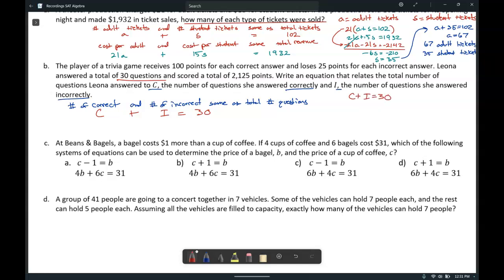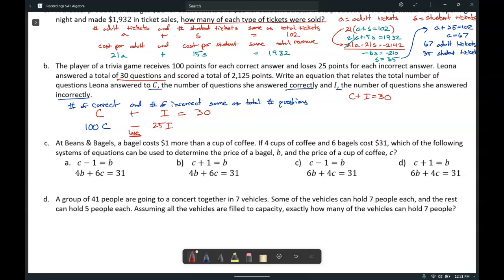Second equation is we know that you get 100 points for every correct question, but you lose 25 points for every incorrect question. So 100 points for every correct question, but we lose 25 points for every incorrect question.